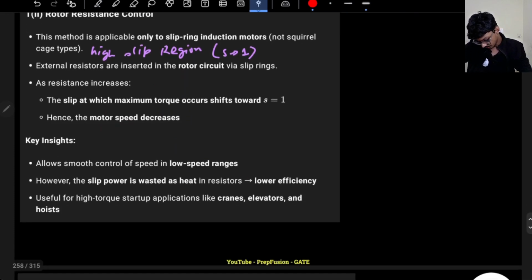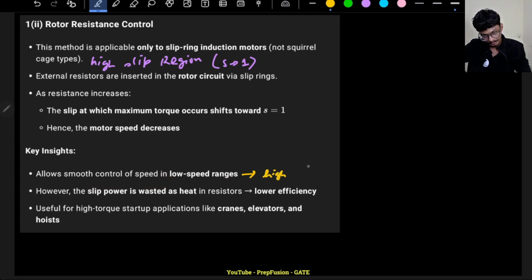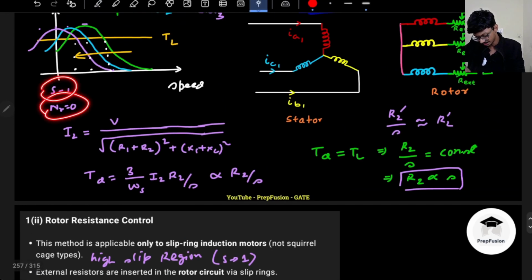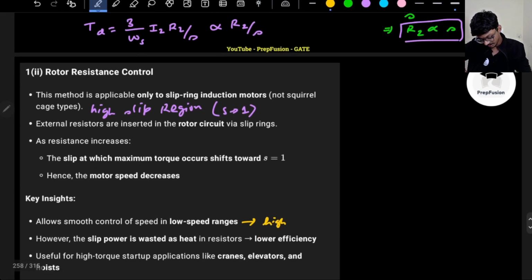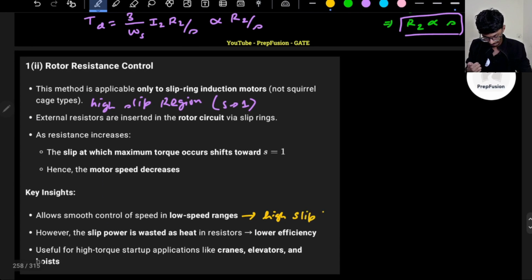Key insight: it allows smooth control of speed in low speed ranges. Low speed means what? High slip, because slip and speed are inverse, right? If you see here, speed is reducing, slip is highest. Here slip is lowest, speed is the highest. That's why it is called smooth control in the low speed region or high slip region.